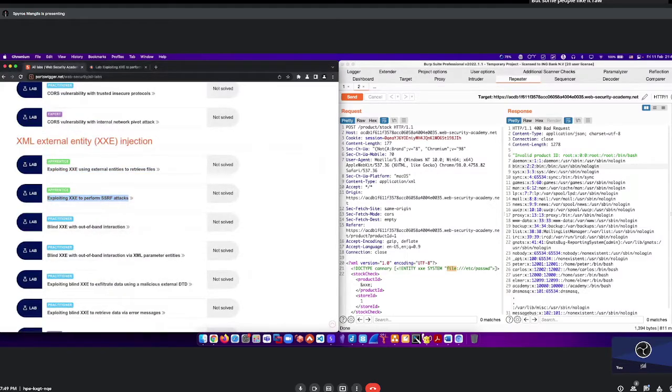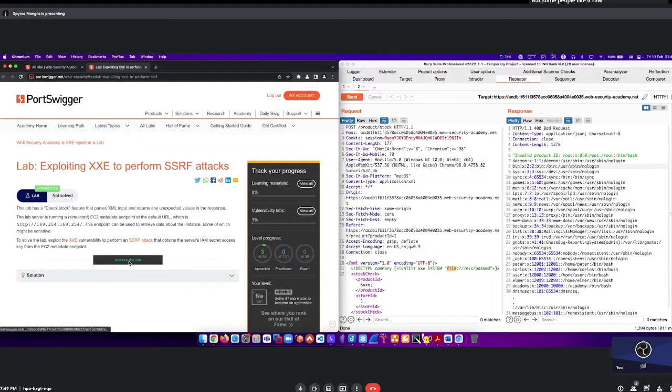To perform an SSRF attack. Okay. That sounds interesting, to be honest. This lab has a check stock. Okay, it's the same lab. The lab server is running a simulated EC2 metadata endpoint at the default URL, which is this one. This endpoint can be used to retrieve data about the instance, some of which might be sensitive. To solve the lab, exploit the XXE vulnerability to perform an SSRF attack that obtains the server's IAM secret access key from the EC2 metadata endpoint.